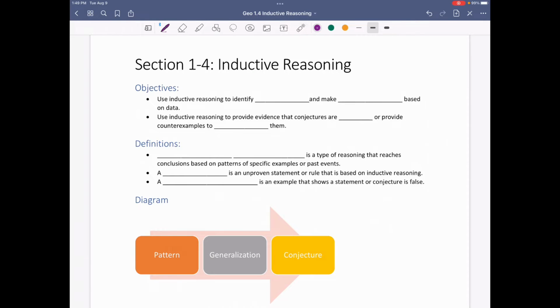Section 1.4, Inductive Reasoning. Now, the objectives for this section are, first, to use inductive reasoning to identify patterns and make predictions based on data. The second objective is to use inductive reasoning to provide evidence that conjectures are true or provide counterexamples to disprove them.